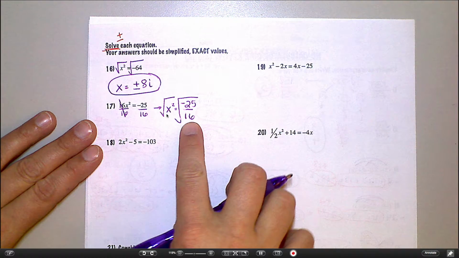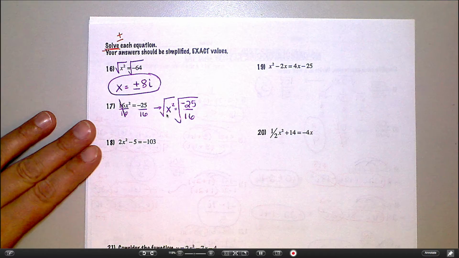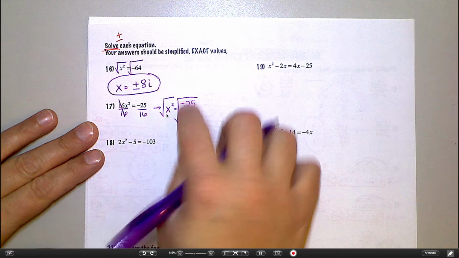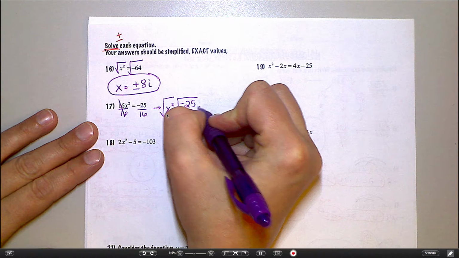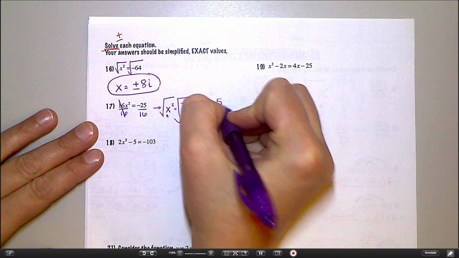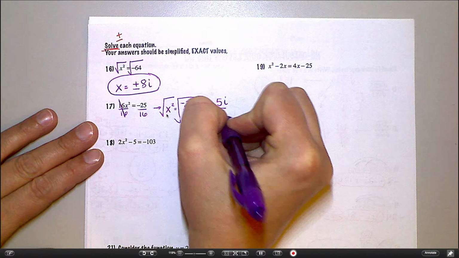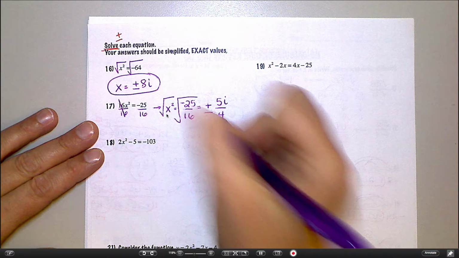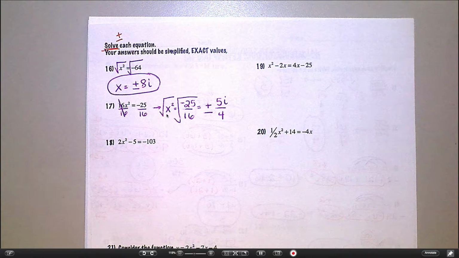And when you take a square root of a fraction, you're really taking the square root of the top and the square root of the bottom separately. So square root of negative 25 is 5i, and square root of 16 is 4. And then because this is solving, because I'm looking for values of x, I do need a plus or minus in front of that. So I'm just going to leave it as plus or minus 5i over 4.